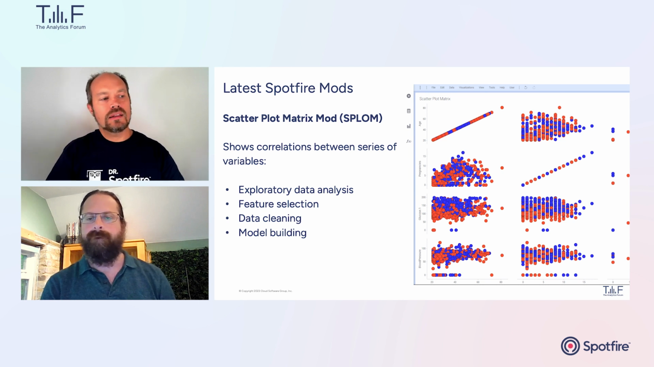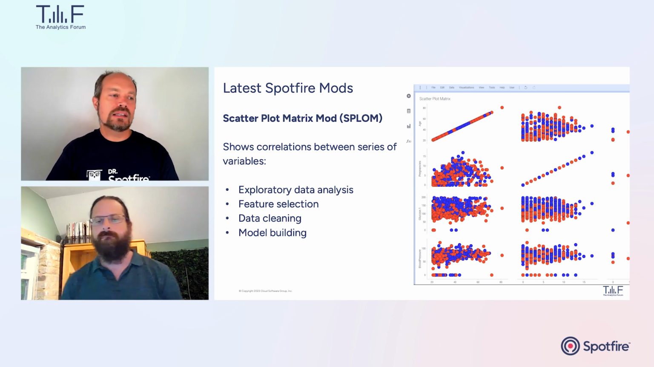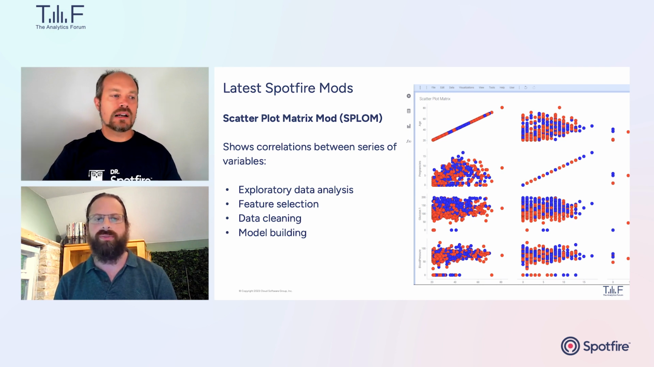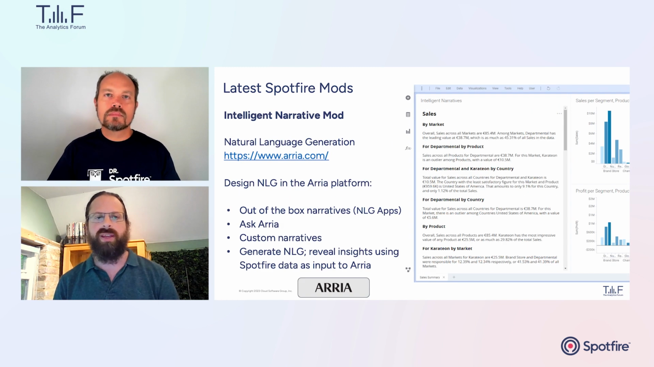So here's another one, the Scatterplot mod. These are also known as SPLOM. It shows the correlations between series of variables. I'm going to show a little demo about that. But it's very good for exploratory data analysis, feature selection, data cleaning, data quality, model building. You can also detect patterns. And I'm going to talk about a little bit more later on in the demo. Yeah, I'm looking forward to that.